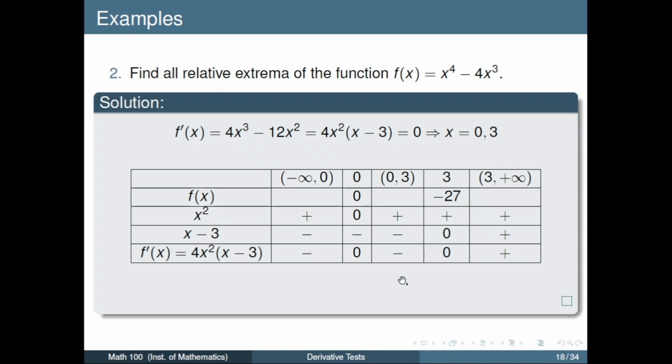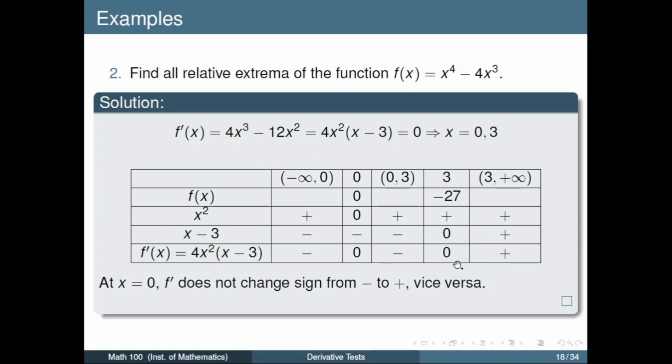Okay? And we check at the critical numbers kung ang f natin ay may relative extrema at that point. At x equals 0, what can you say? Sa left niya, negative. Sa right niya, negative ulit. So, hindi nag-change ng sign. So, therefore, f doesn't have a relative maximum nor a relative minimum at x equals 0.